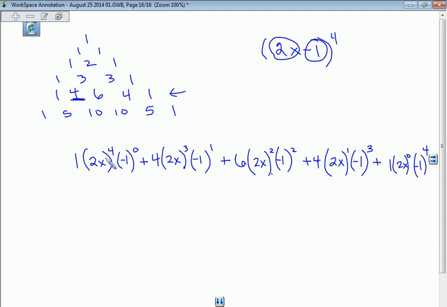2 to the 4th is 16, so this is 16x to the 4th times 1. And then this becomes 4 times 8x cubed, and negative 1 to the first is negative 1. So this becomes negative 32x to the third. This becomes 6 times 4x squared times positive 1. So this is positive 24x squared. This is 4 times 2x times negative 1. So it's negative 8x.